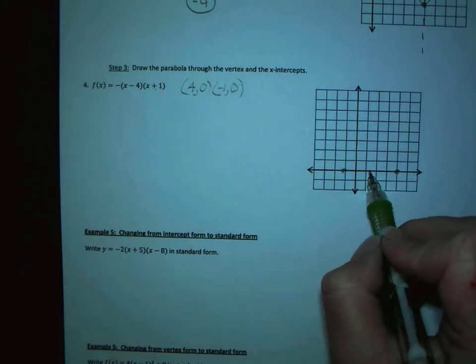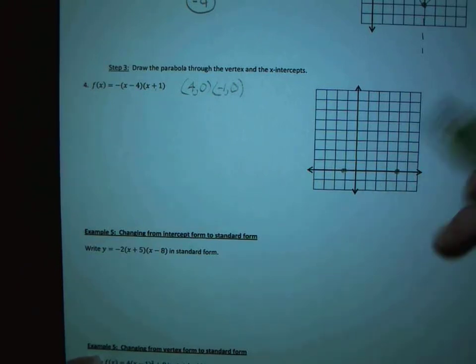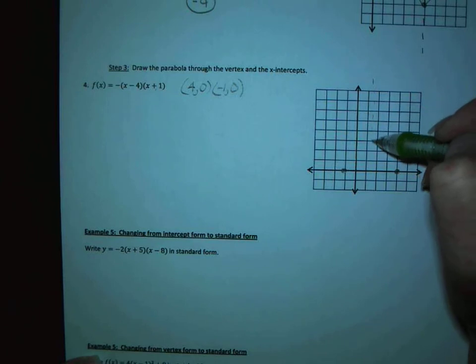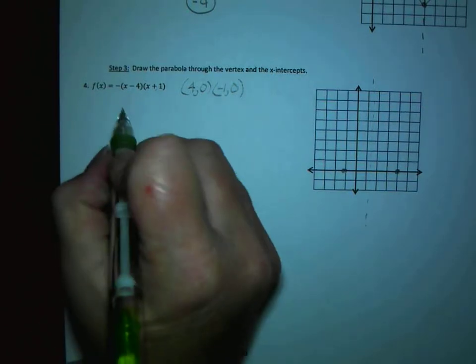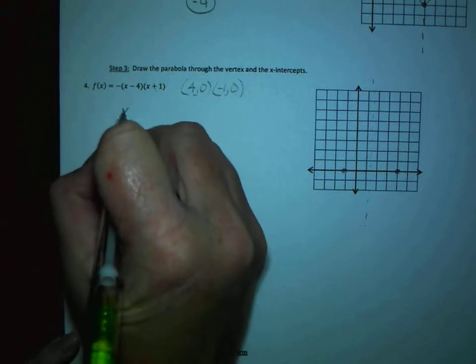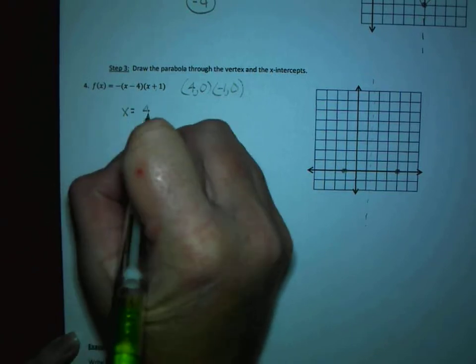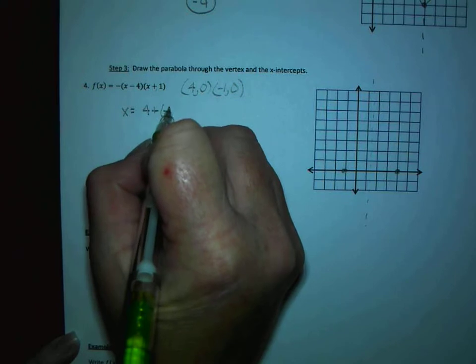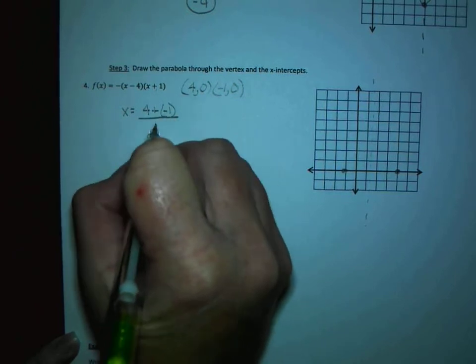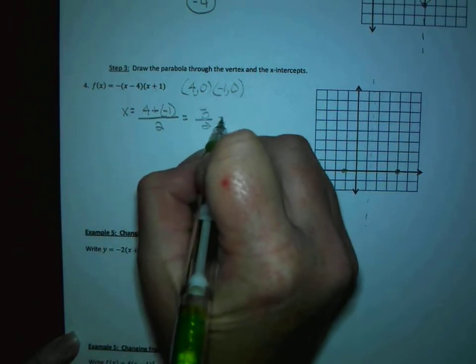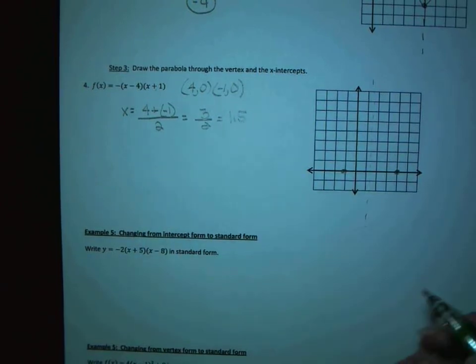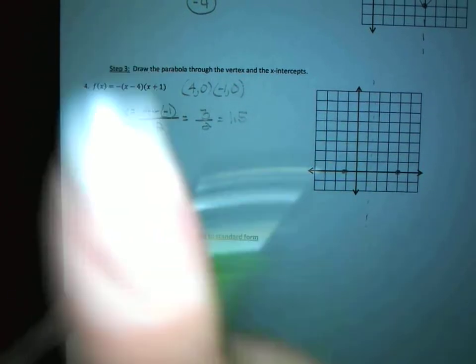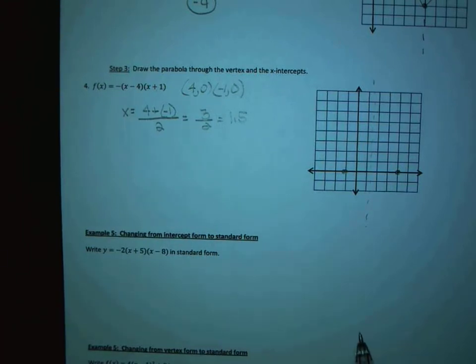Well, in order to divide it evenly, and again, you don't have to do this, but it looks like probably 1.5 is going to be our axis of symmetry. But just in case, let's figure this out. To find your x value, it's P plus Q, so 4 plus a negative 1, all divided by 2, and that's going to be 3 divided by 2, which is 1.5. So yes, 1.5 is our axis of symmetry. Then you take that, you plug it back into the original equation, and figure out your y value.